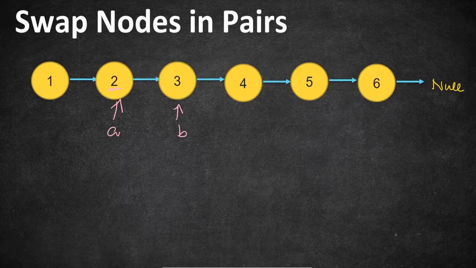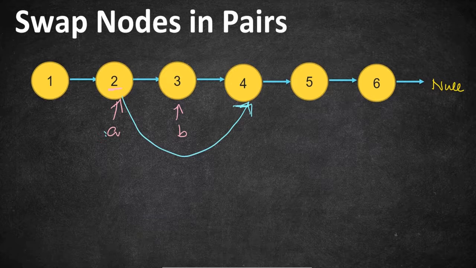So in this case, if we have to swap them, what are the connections we have to take care of? The first connection would be that we have to connect A dot next to B dot next. Both are going to be the same. So this next is going to be connected to this node. So this is connection number 1.